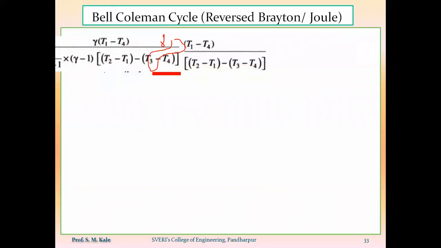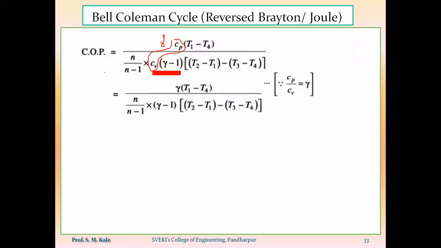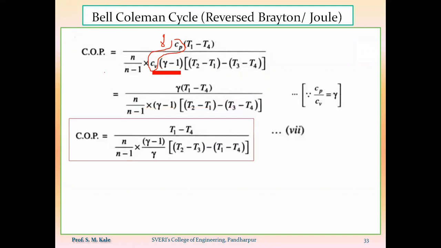Are you getting? So here if I rearrange this equation one more time, then I will get the final equation. Now COP is equal to... the gamma in the numerator, I take it as 1 upon gamma to the denominator. So here I will get the value for COP. COP is equal to T1 minus T4 divided by n upon n minus 1 into gamma minus 1 upon gamma into T2 minus T3 minus T1 minus T4.